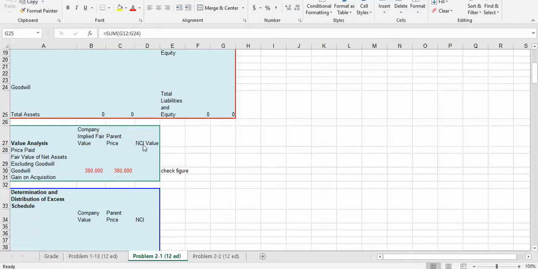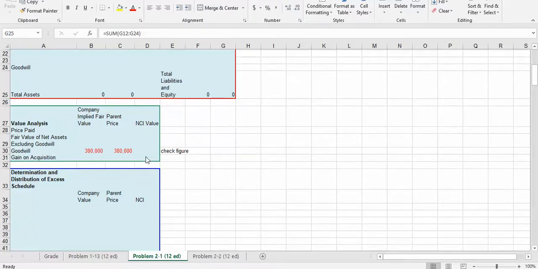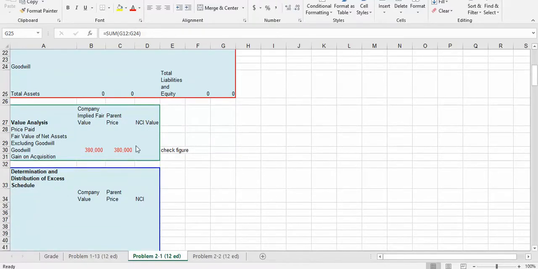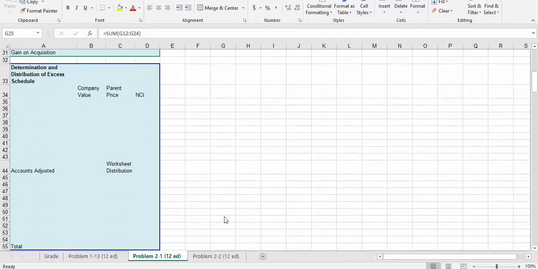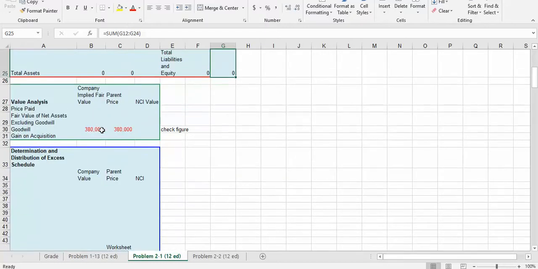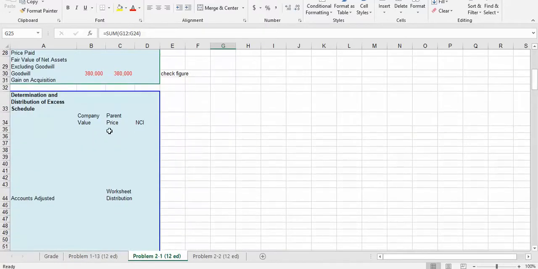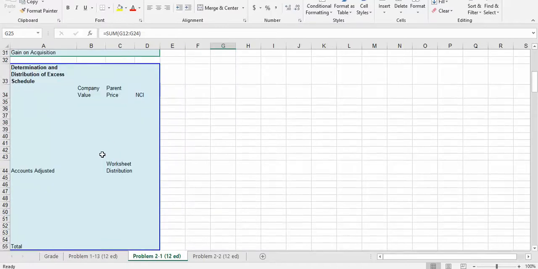Also, the NCI is the non-controlling interest. Remember that this is 100%, so this is going to be left blank. It's not needed for this problem. Then we get the D&D schedule, right? And with this, what we're looking for is taking the extra value that we paid, and then splitting it up between all of the assets, turning them into fair market value, and then the rest will be goodwill.